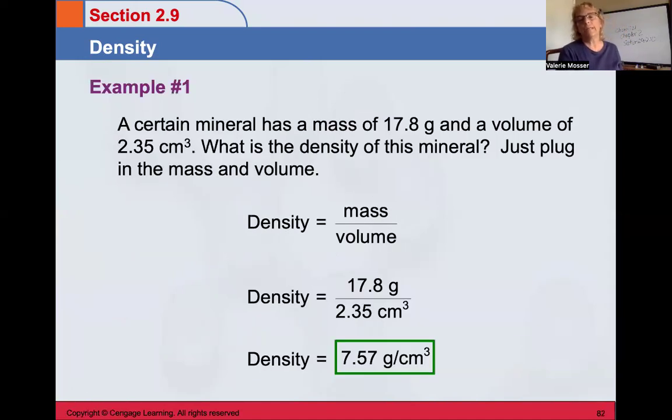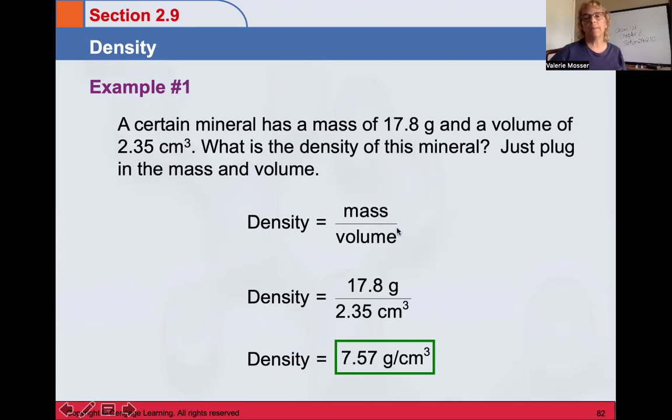So here's a way you can calculate density if you have a mass and a volume. A certain mineral has a mass of 17.8 grams and a volume of 2.35 centimeters cubed. What is the density of this mineral? So you can just plug in the mass and the volume. And notice this is a solid, so its volume is in centimeters cubed.